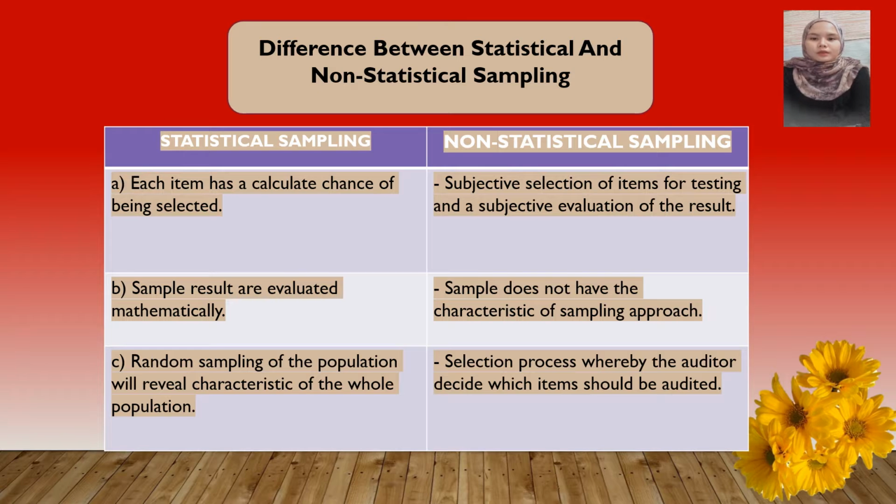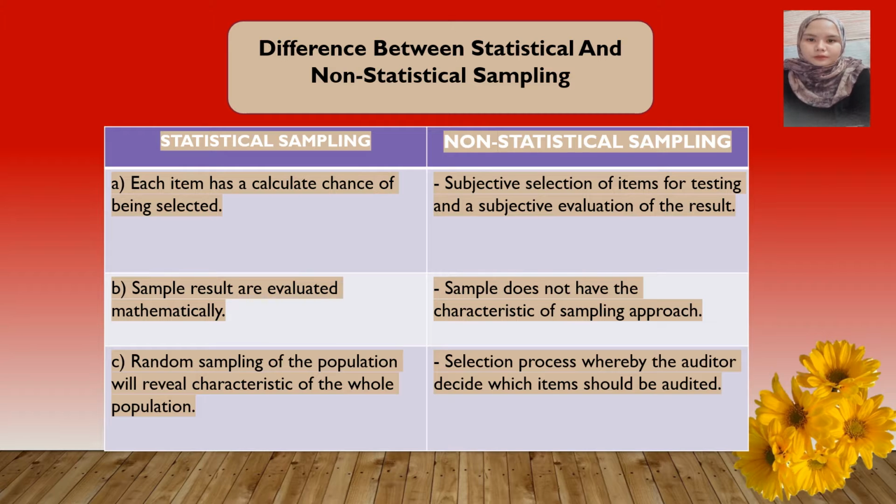Today, I would like to talk about the difference between statistical and non-statistical sampling. Statistical sampling: for A, each item has a calculated chance of being selected, while non-statistical sampling is subjective selection of items for testing and a subjective evaluation of the result.